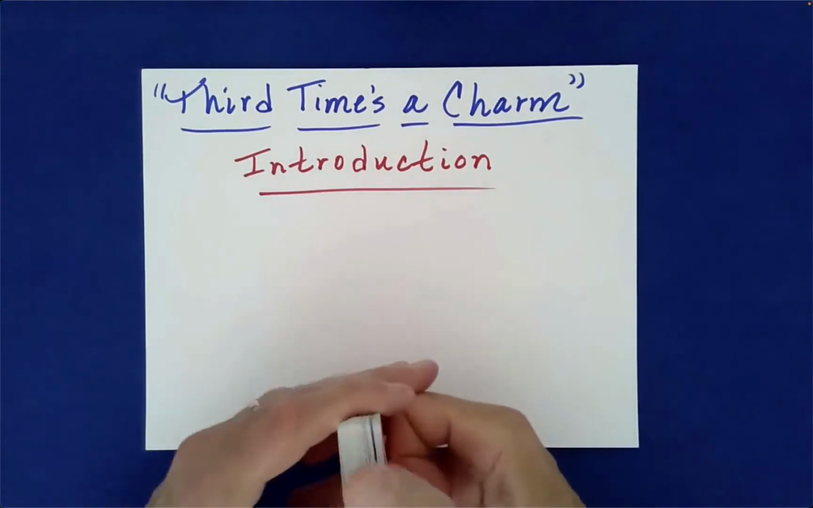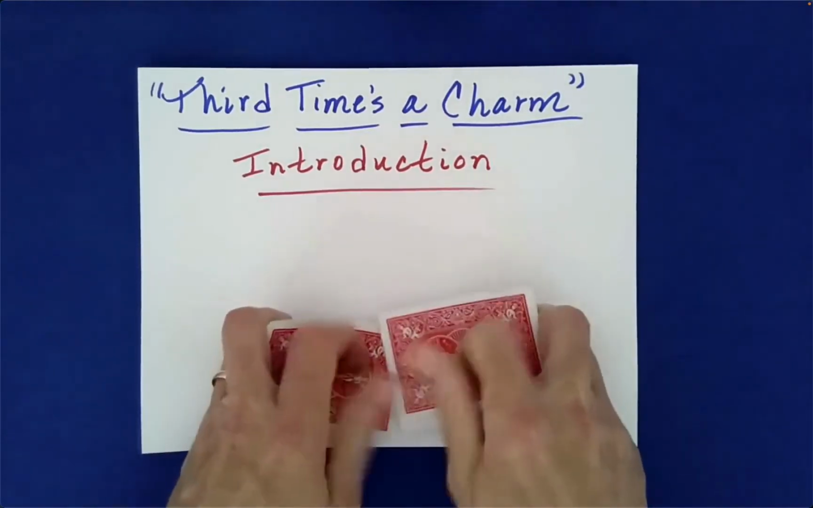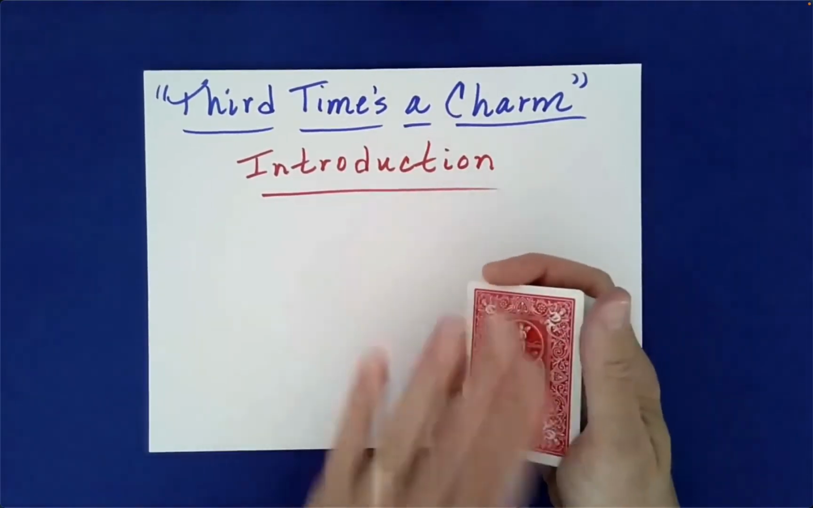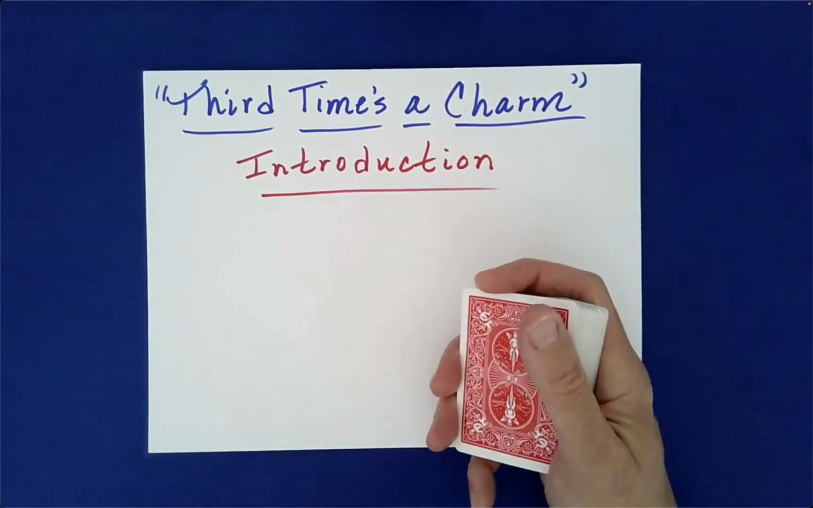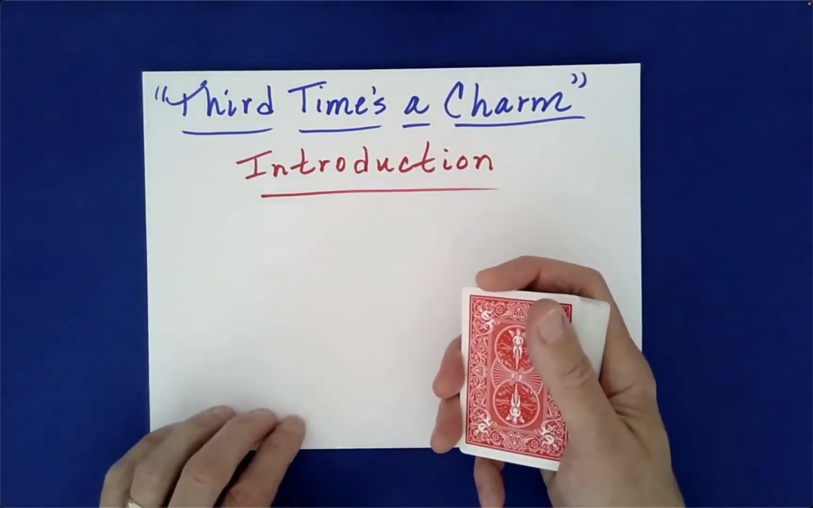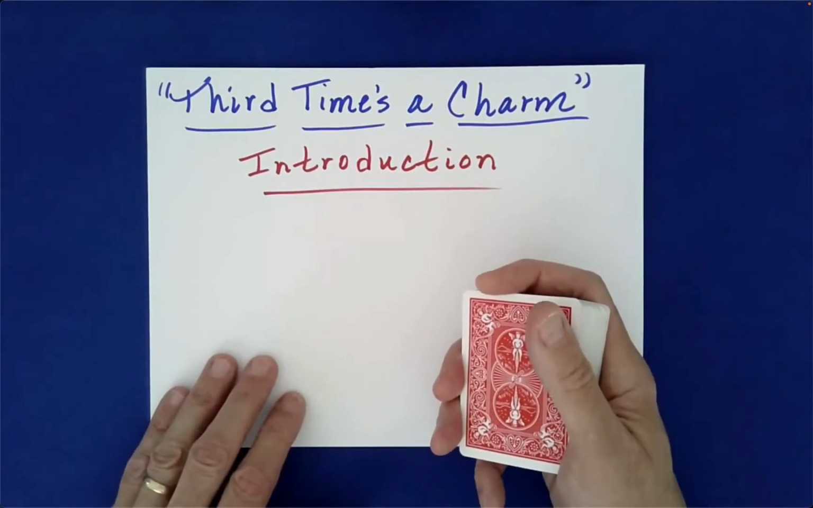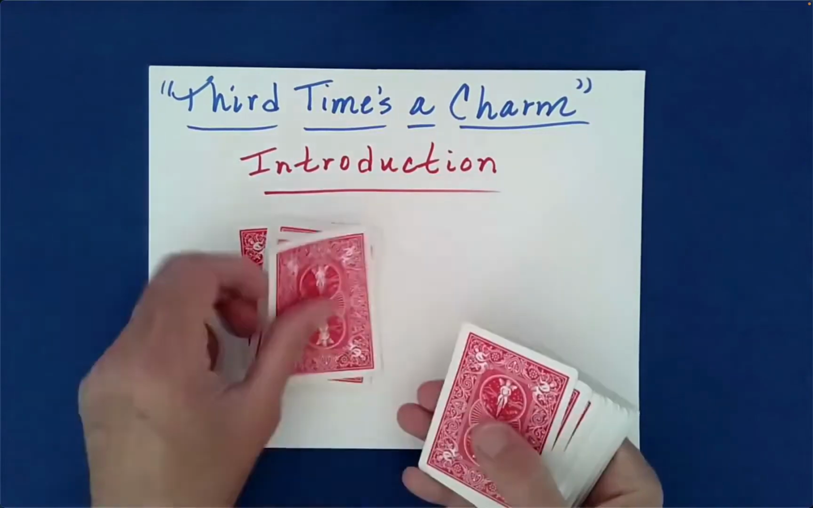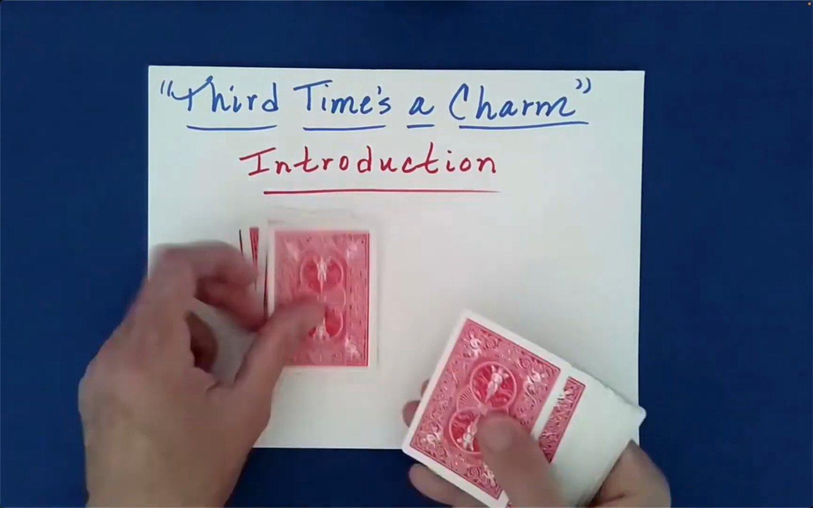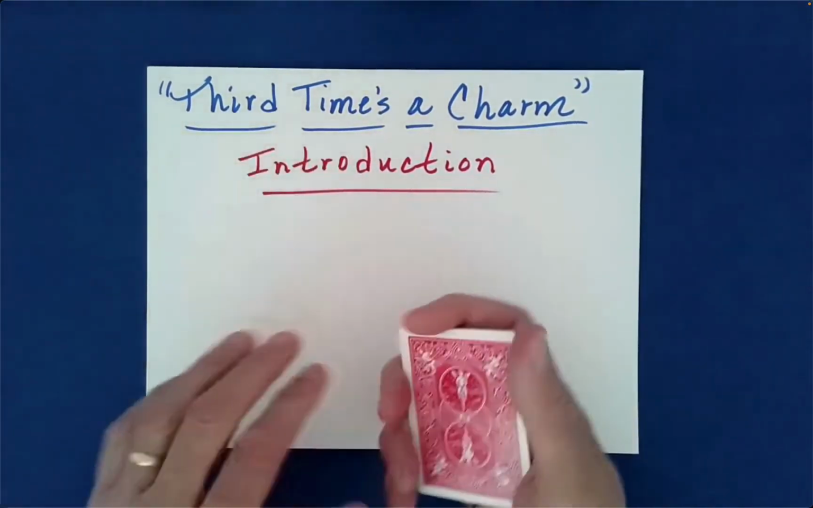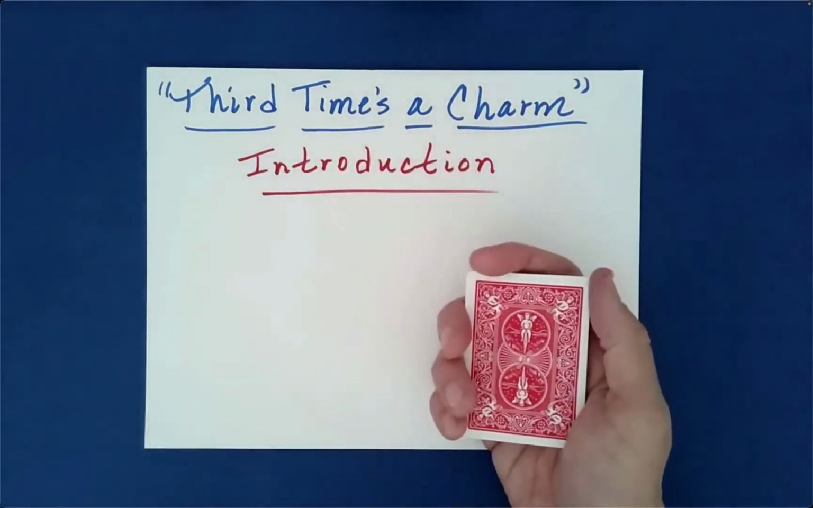Okay? So here I have, as you can tell, a shuffled deck of cards. So what we need to do is, I need you to deal out one card for each letter in your first and last name. So let's say your name is Robert Jones. Okay? So R-O-B-E-R-T, Robert, J-O-N-E-S, Robert Jones.